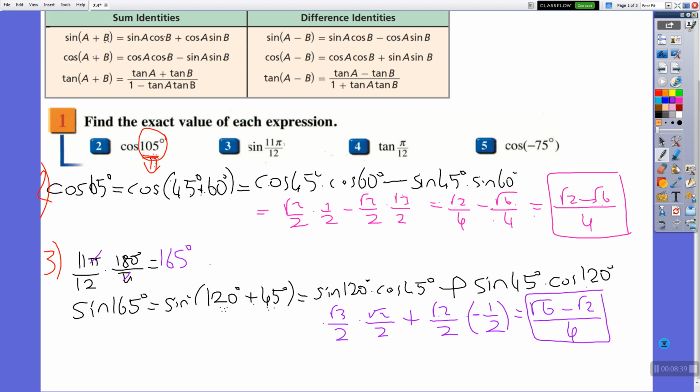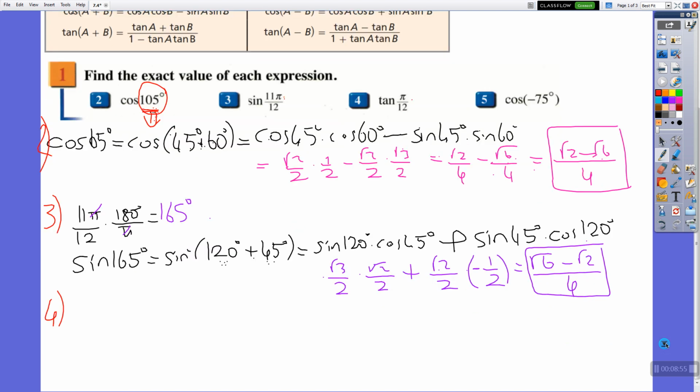Let's move on to question 4. Pi over 12. It's written in terms of radians. If you don't know what it is in terms of degrees, just convert it. So pi over 12 multiplied by 180 over pi. Pi's will go, 180 over 12 will give you 15. So here we have tangent 15.